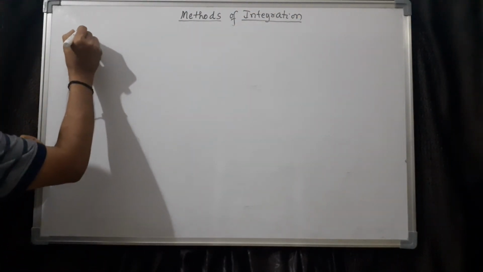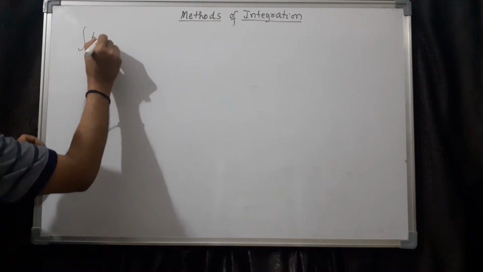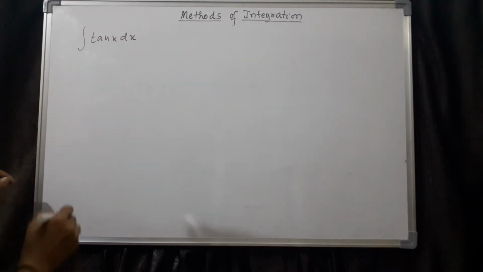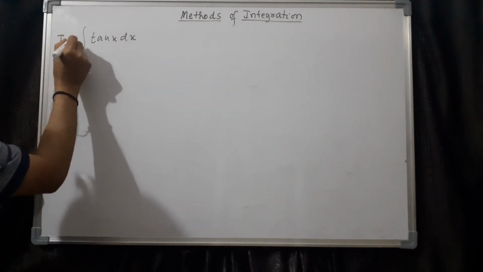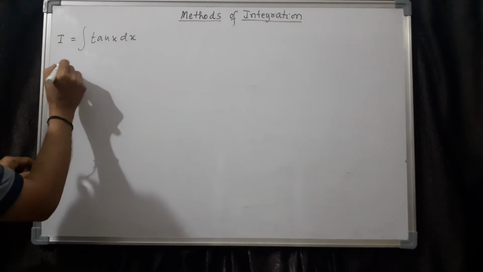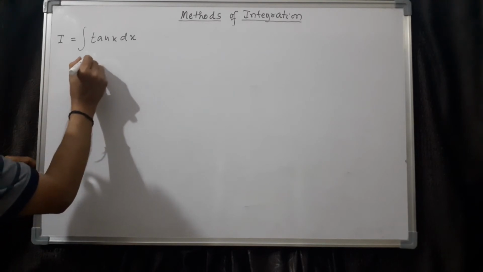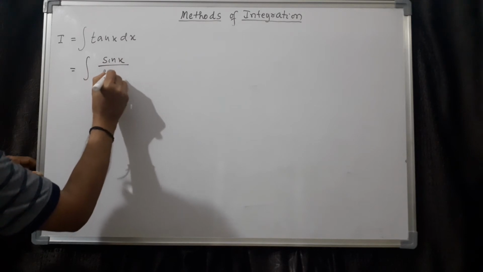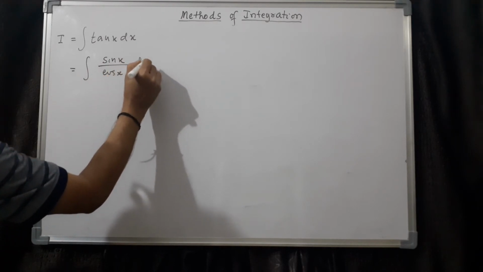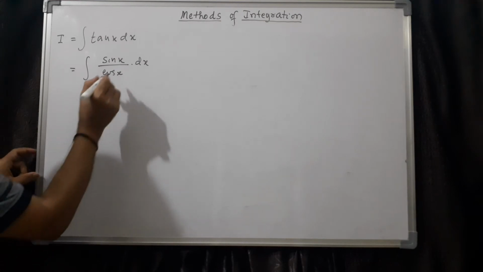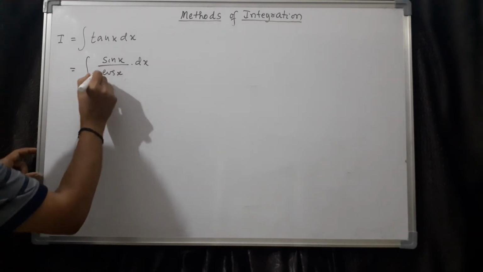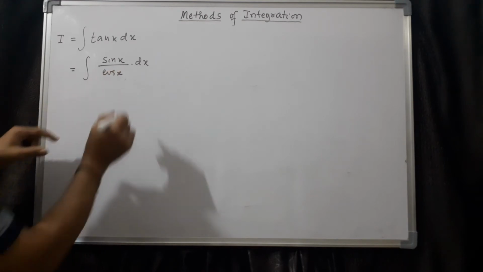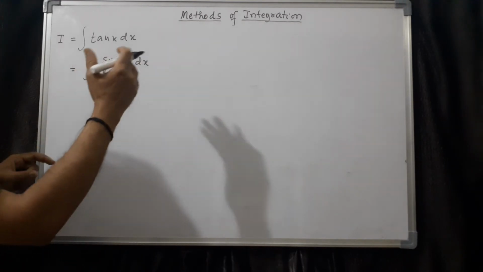So, the first one is integration of tan x dx, which we have to find. Let me take this itself as I. This can be written as the integration of sin x divided by cos x, dx. Now if you closely look, substitute cos x equal to y. Differentiation of this is minus sin x, so minus sin x dx becomes dy.